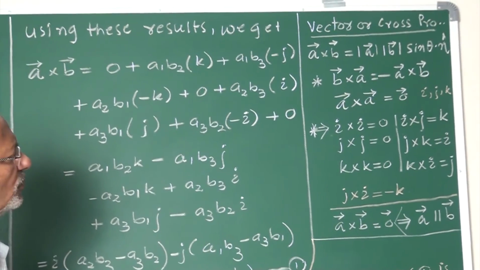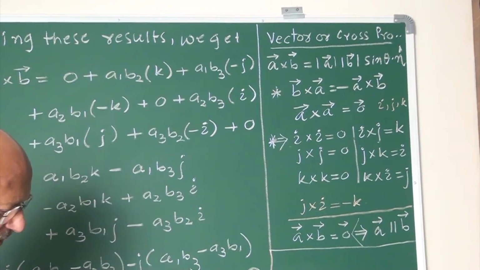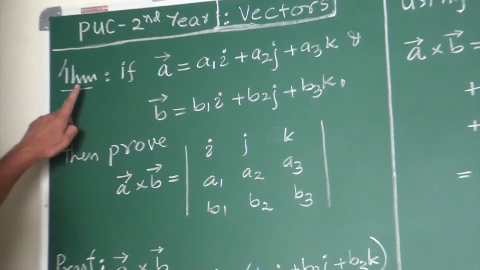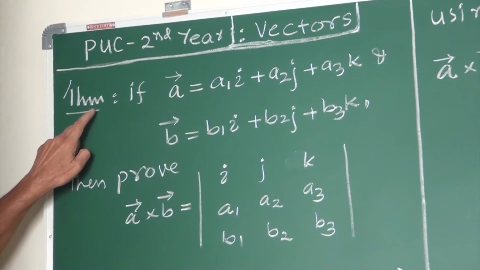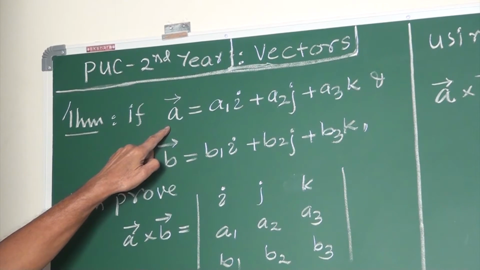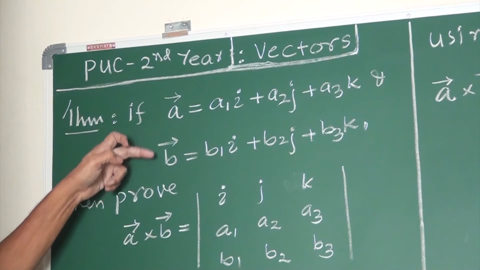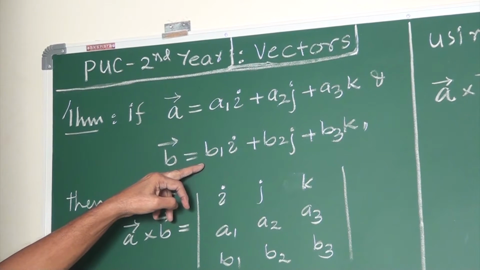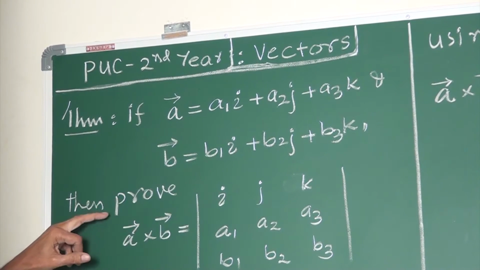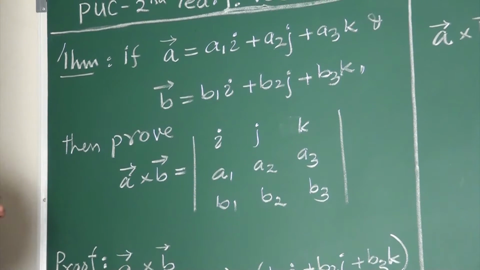Then we have to prove now the working rule, how to find A cross B. We do it either in the form of a theorem or in the form of a result. If A equal to A1 i plus A2 j plus A3 k, and vector B equal to B1 i plus B2 j plus B3 k, meaning vectors A and B are expressed in terms of components, scalar as well as vector components, then prove A cross B equal to a determinant.